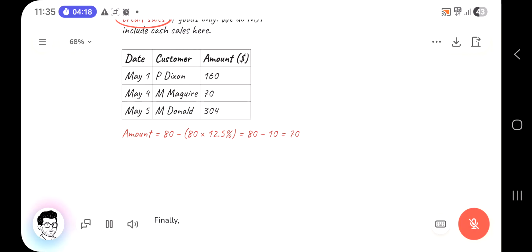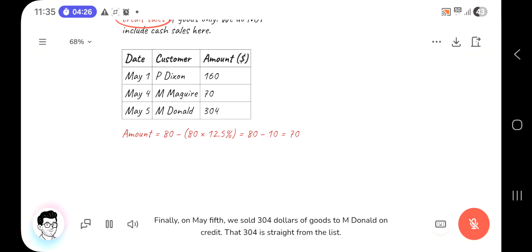Finally, on May 5th, we sold $304 of goods to M. Donald on credit. That 304 is straight from the list. So, we add them all up. 160 plus 70 plus 304. That gives us a total of 534. Does that sum make sense to you?